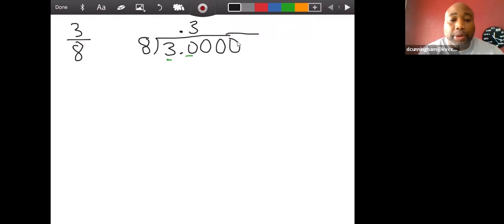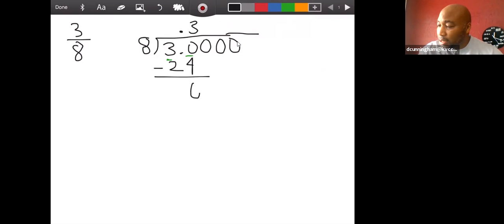And that 3 would be above the 0, not above the 3. It'd be above the 0 because we use that place value to help us get started in our division problem. So 3 times 8 is 24. And then we subtract. Remember, multiply, subtract is our pattern.